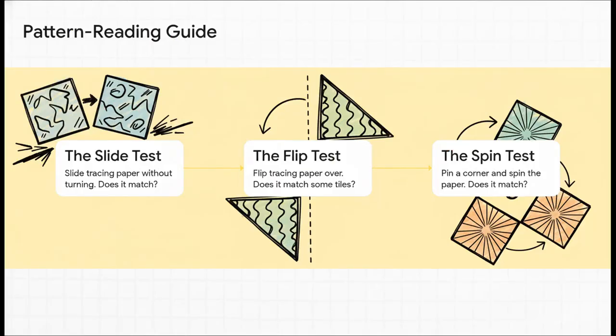So how can you spot these moves out in the wild? It's actually super easy. Just run these 3 little tests. First, the slide test. Can you just slide one tile over and have it match up perfectly? Yep, that's translation. Next, the flip test. What if you flip it over an imaginary line? Does it match its neighbor? That's reflection. And finally, the spin test. Can you spin it around a point to match another one? That's rotation. Simple as that.